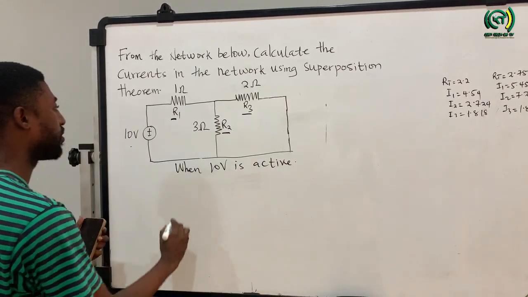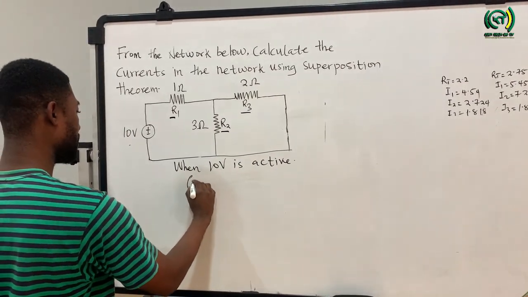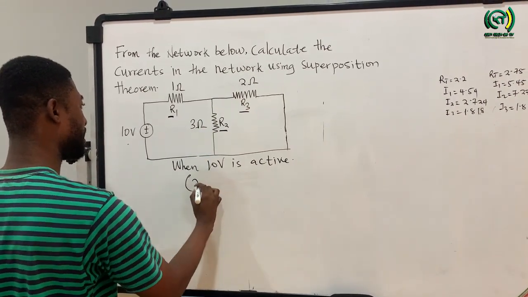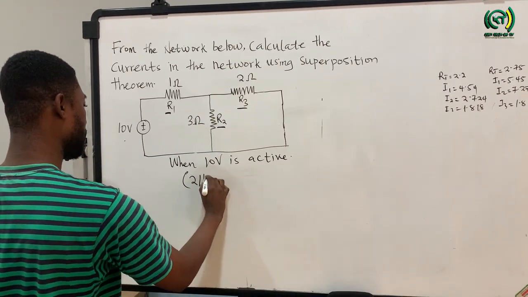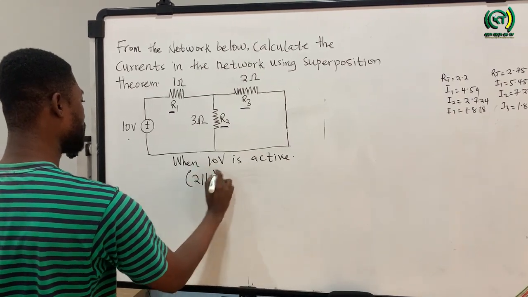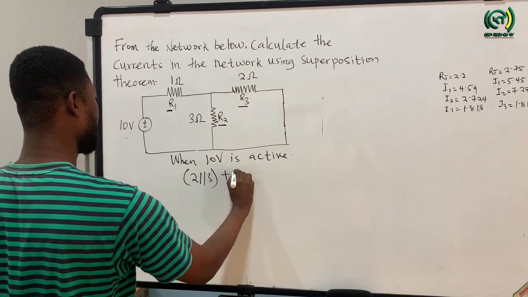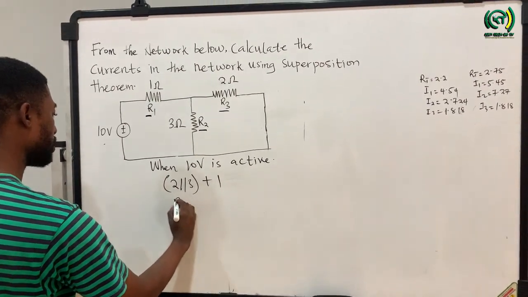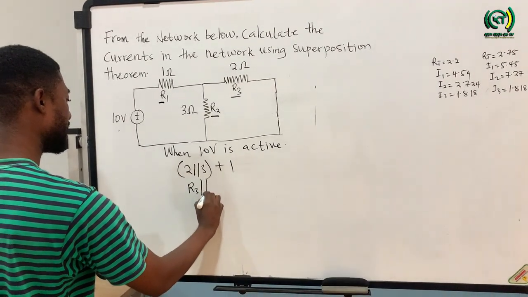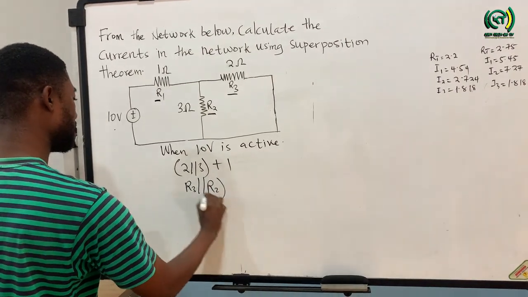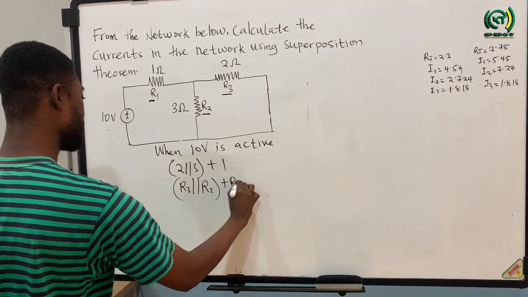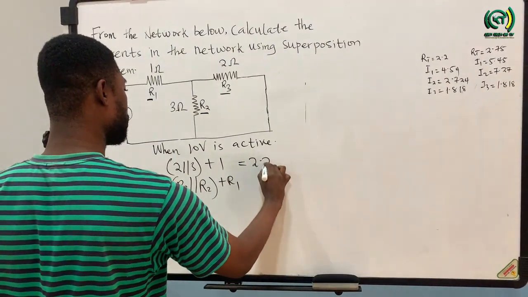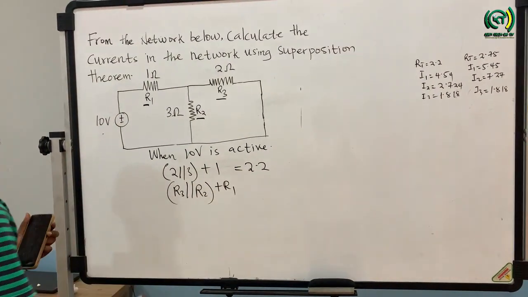We are going to have resistor 2 ohm connected in parallel with the 3 ohm, and the result of this will be in series with the 1 ohm. In other words, R2 will be connected in parallel with R3, and the result will be in series with R1. So here we are going to have 2.2 ohm.